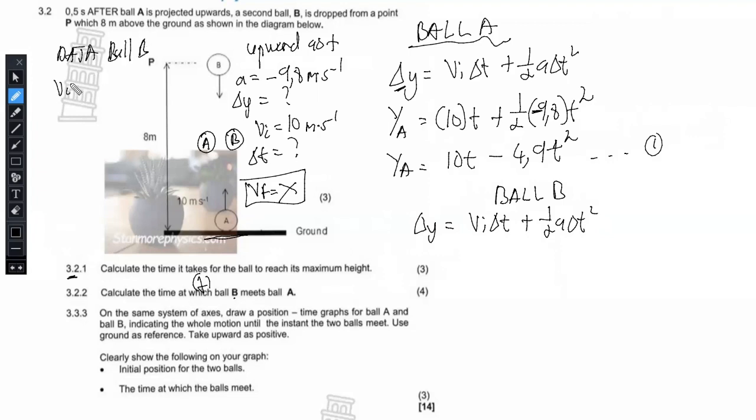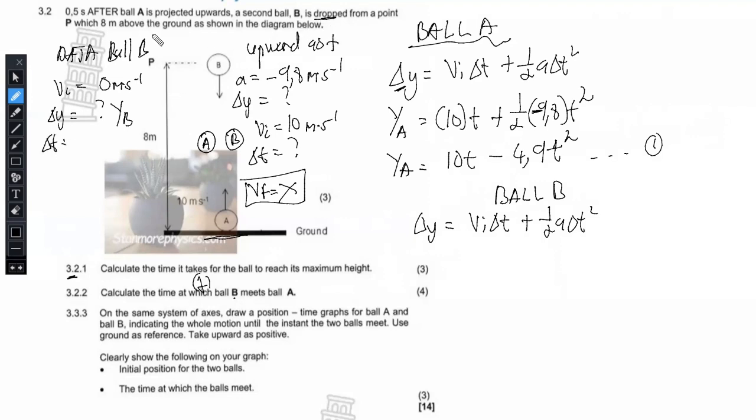So the V initial is 0 because remember it is being dropped. Dropped is a keyword to say the initial velocity will be 0. And then what is our delta Y? We do not know, but we'll make it the subject of the formula. So this will go as YB. And then what's our delta T?